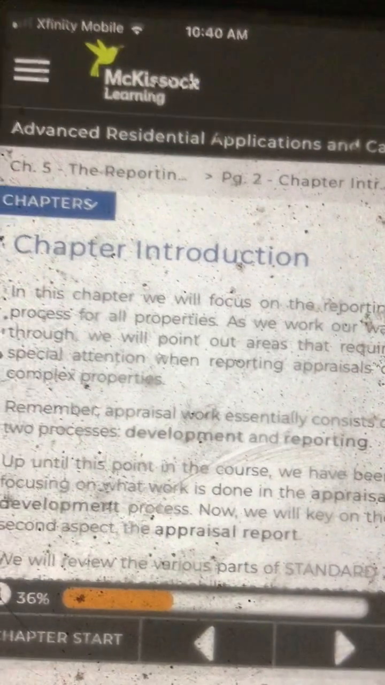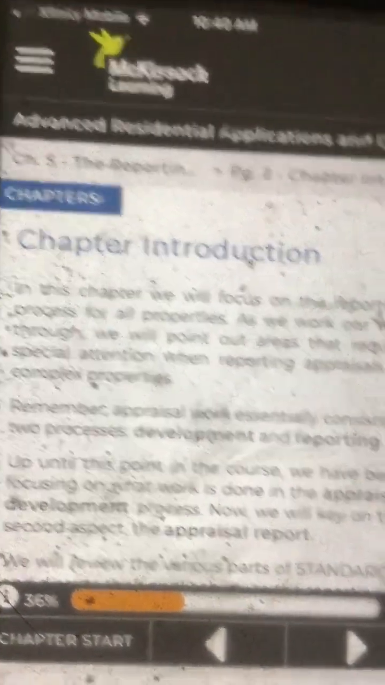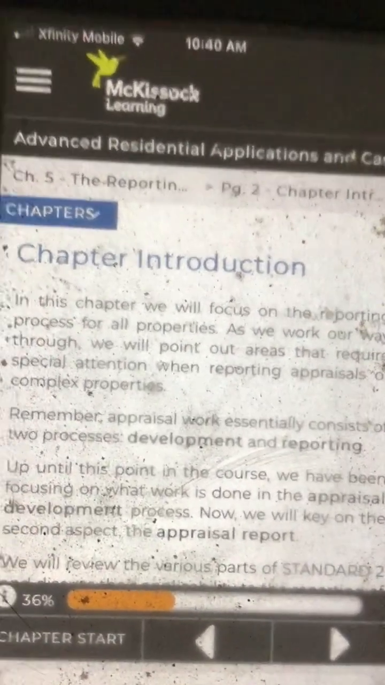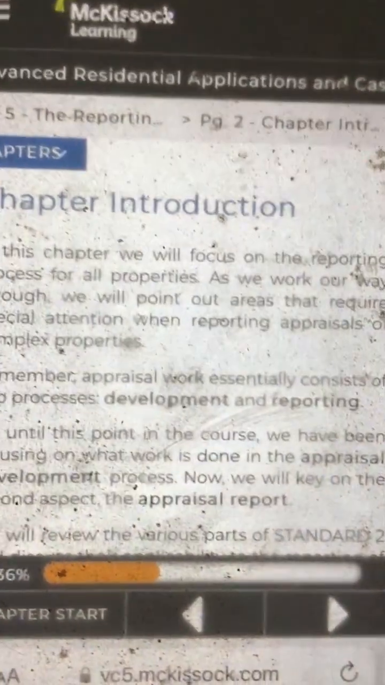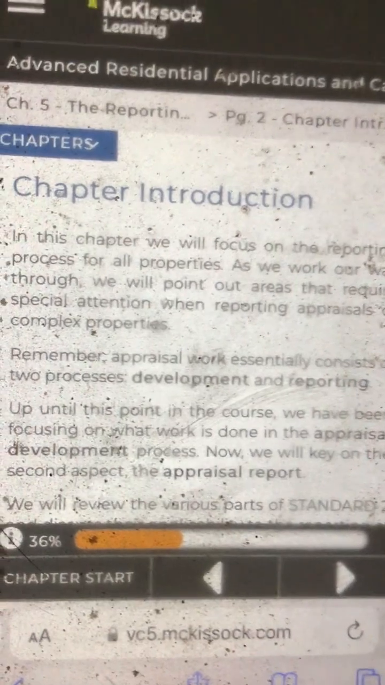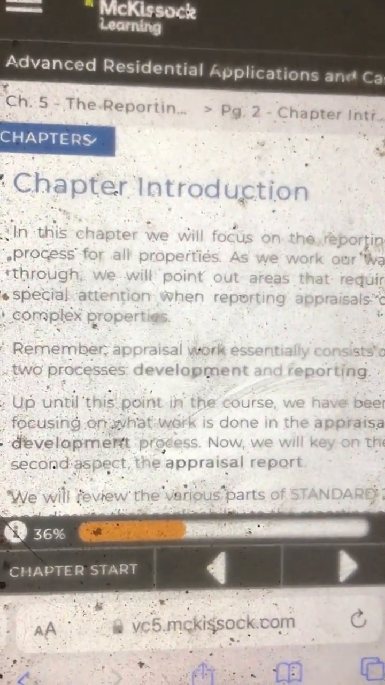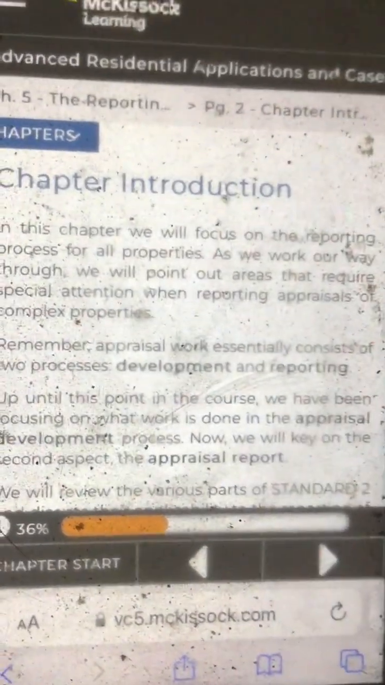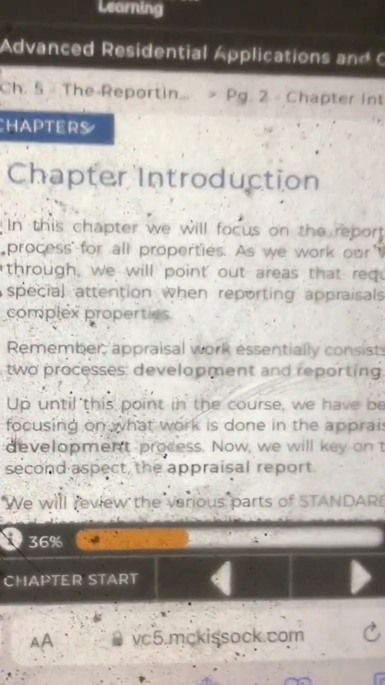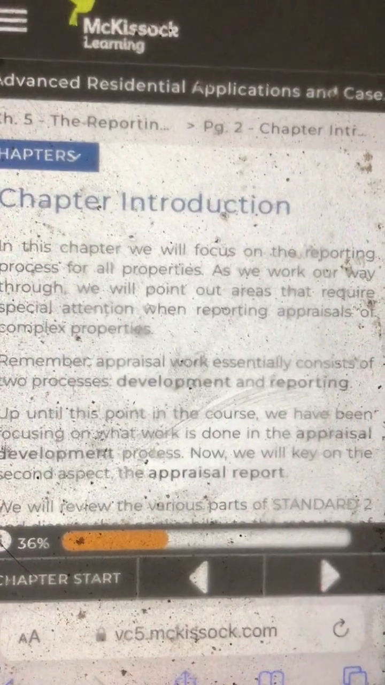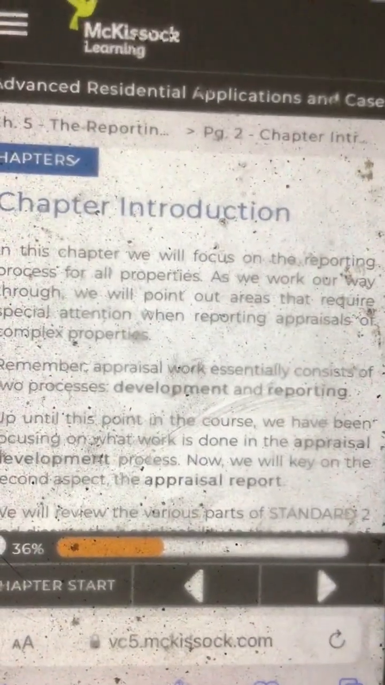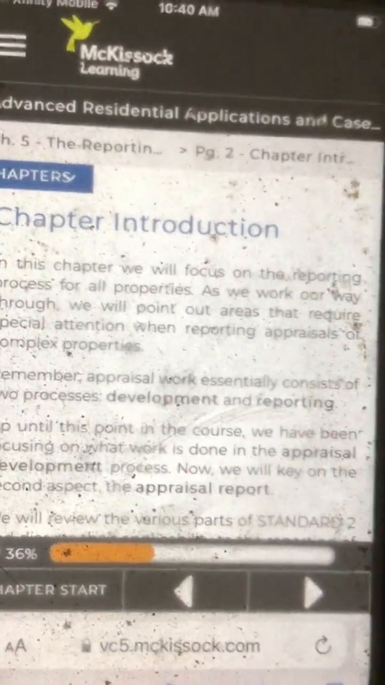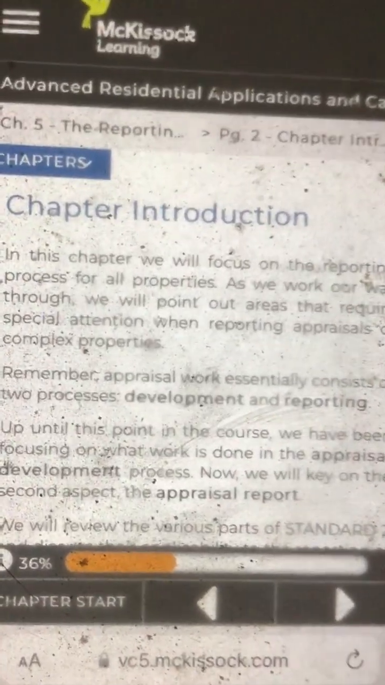Page 2, chapter introduction. In this chapter, we will focus on the reporting process for all properties. As we work our way through, we will point out areas that require special attention when reporting appraisals of complex properties. Remember, appraisal work essentially consists of two processes: development and reporting. That's highlighted.